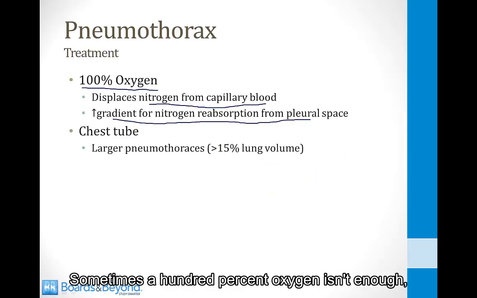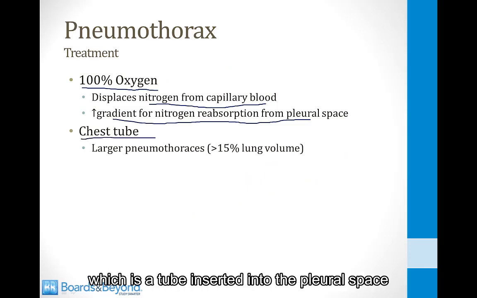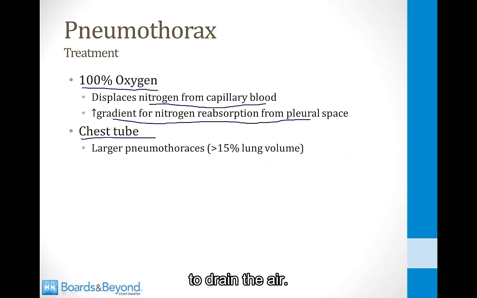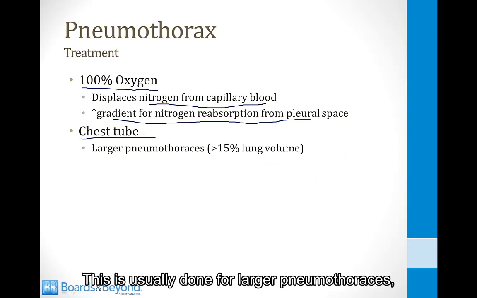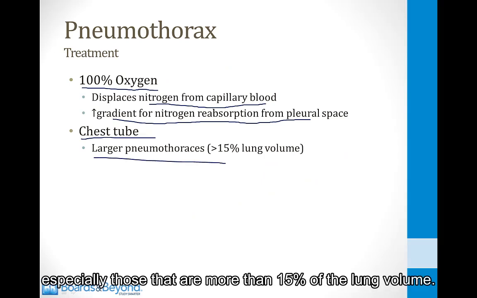Sometimes 100% oxygen isn't enough, and we have to place a chest tube, which is a tube inserted into the pleural space to drain the air. This is usually done for larger pneumothoraces, especially those that are more than 15% of the lung volume.